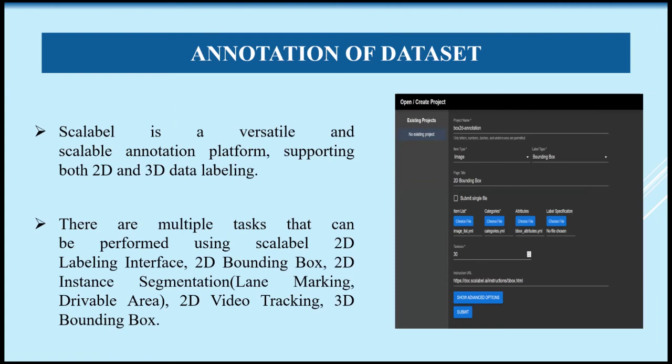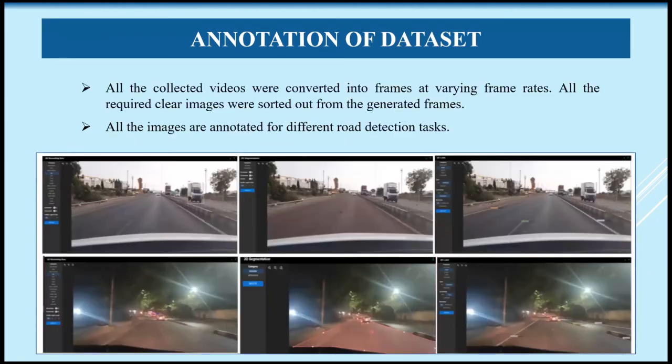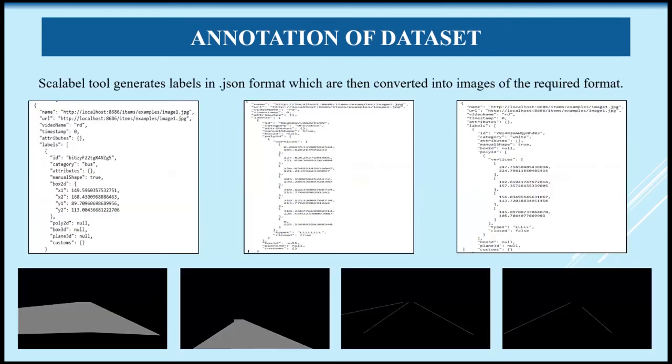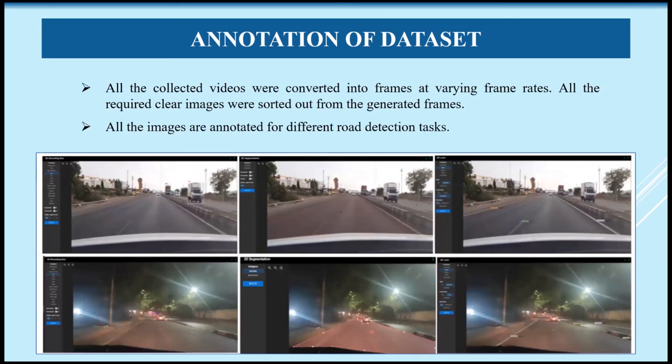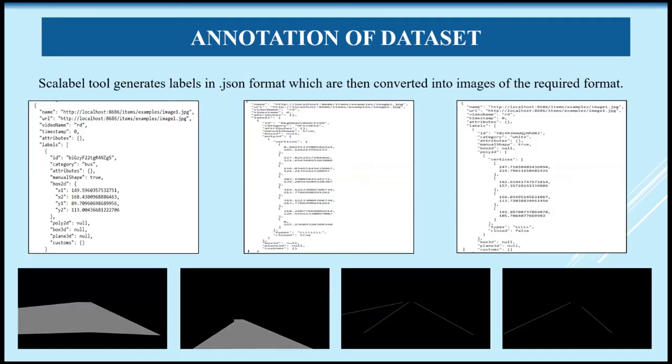So there are multiple tasks that this scalable tool can perform, like 2D labeling, 3D labeling, 2D and 3D bounding boxes, also 2D instance segmentation. This is the user interface of this tool using which we have created the annotation files. Then these tools generate the annotation files in JSON format, which later were converted into segmentation masks. This is for area segmentation, and this is for lane line detection.